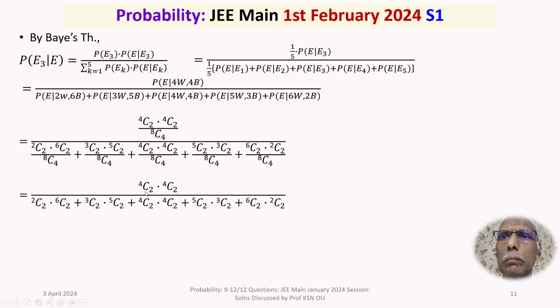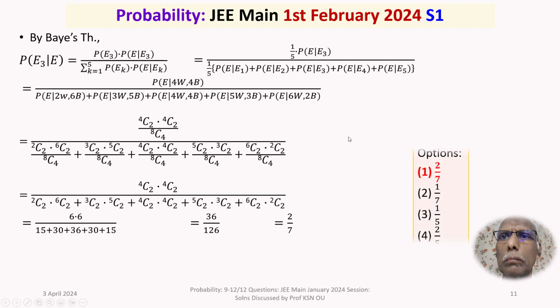Now 4C2 is 6. 4C2 is 6. 6 into 6, 36. 2C2 is 1. 6C2 is 6 into 5 by 2, 15. So 3C2 is 3. 5C2 is 10. 3 tens are 30. And 4C2, that is the same as above, 36. And these are the same. So 30 plus 15. So this is 36 by 126, that is equal to 2 by 7.